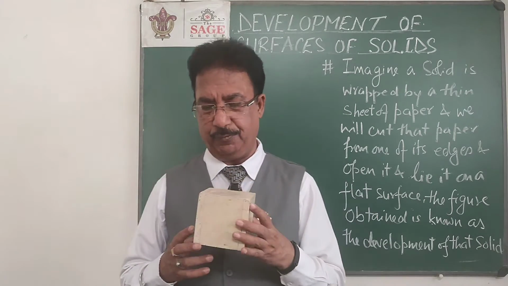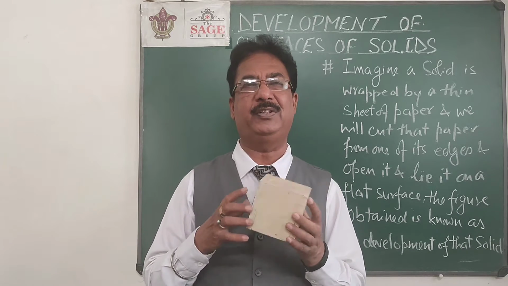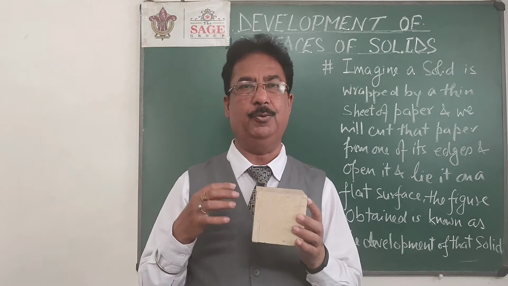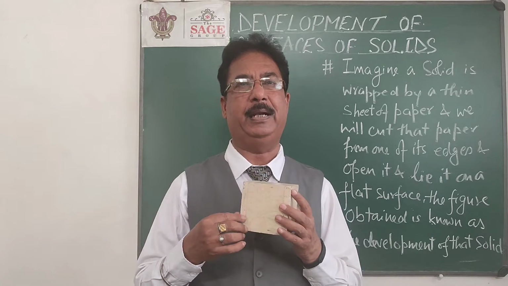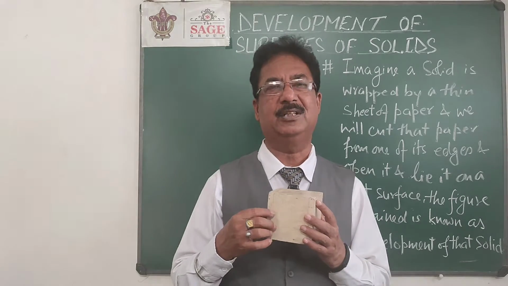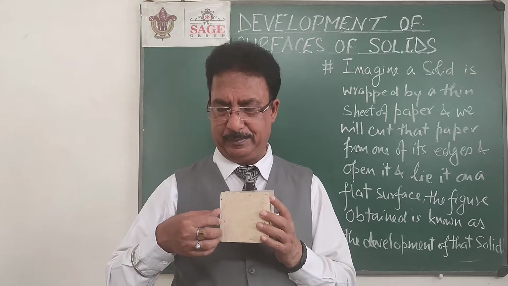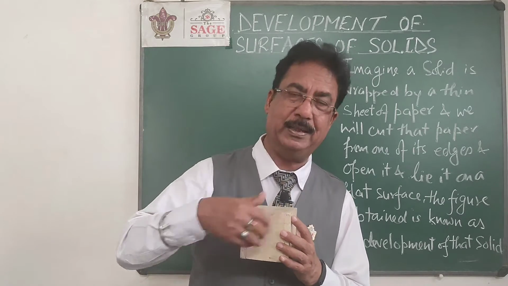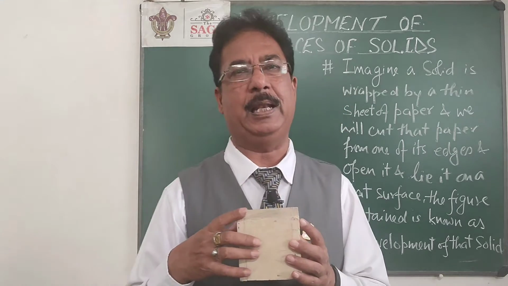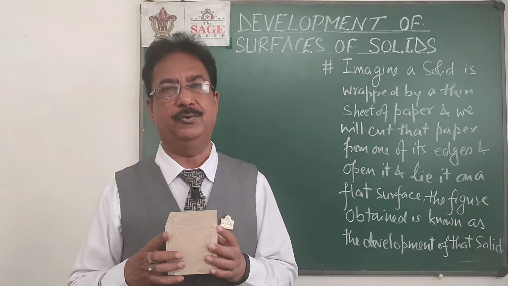Suppose this cube is wrapped by paper. It has 6 faces, and all 6 faces are squares. So if I develop the surface of this cube by opening the paper and laying it on a flat surface, the figure obtained will be 6 squares. But normally we open the squares in a sequence: 1, 2, 3, 4 squares open along a length, and one goes upside, one goes downside.